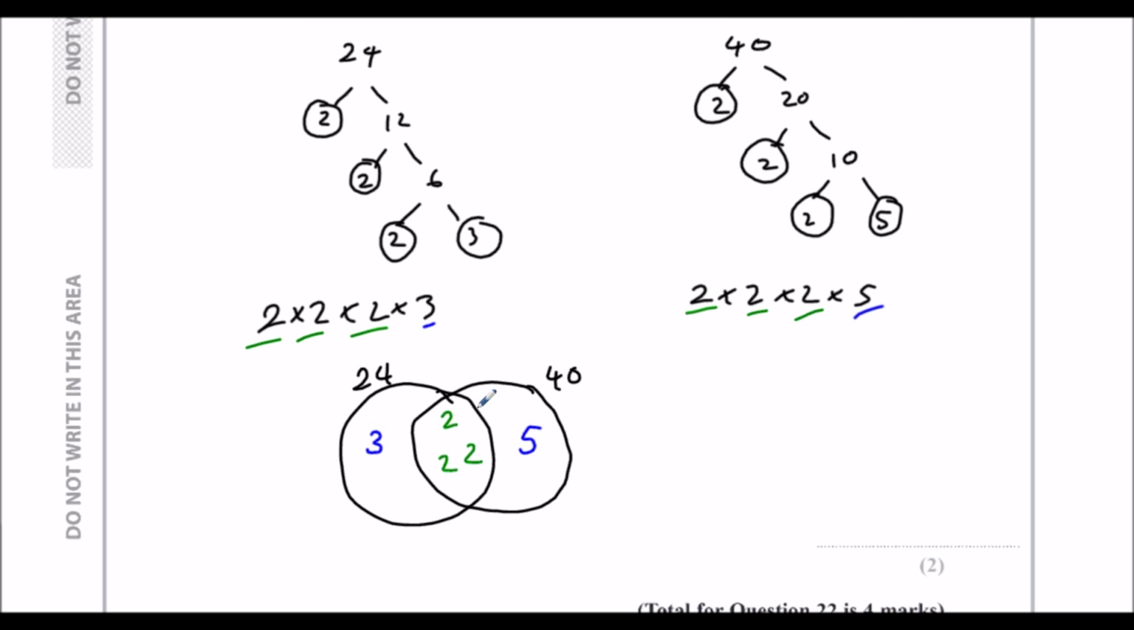But because we know what these circles are, we already know that this 40 circle multiplies to make 40. So 2 times 2 times 2 times 5 is 40. So the lowest common multiple is 3, that's any number outside the red circle, times 40, which is 120.